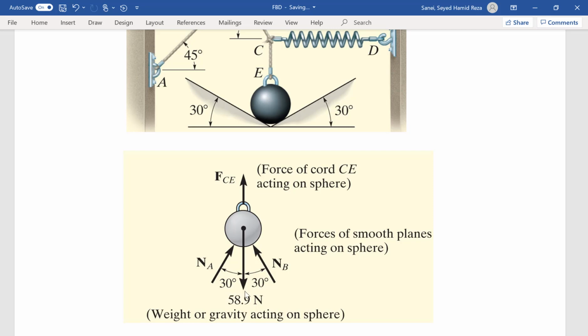So I have the weight. I have the tension here because it's supported by C. This rope is going to apply a tension force. And then a normal force here, because it's in contact with two inclined surfaces, so it has two normal forces. And the angle between the two normal forces is 30 degrees, the same angle as the inclined surface. So we have four loads applied on our steel ball.